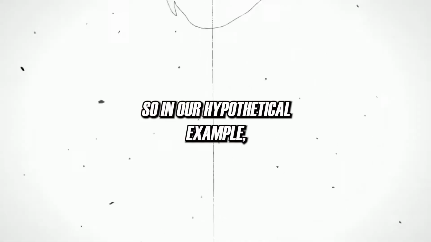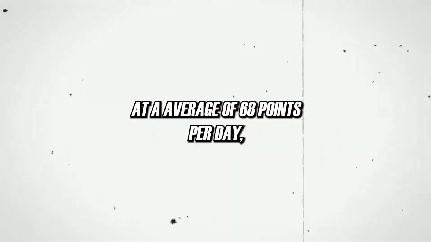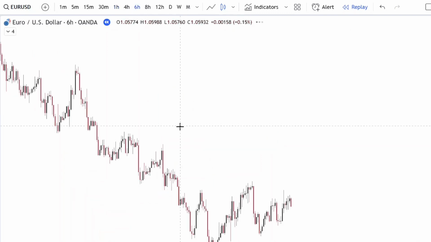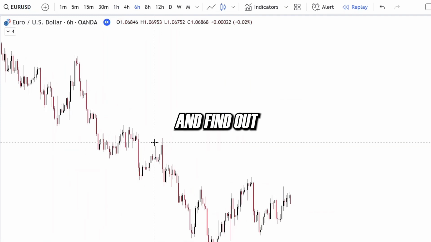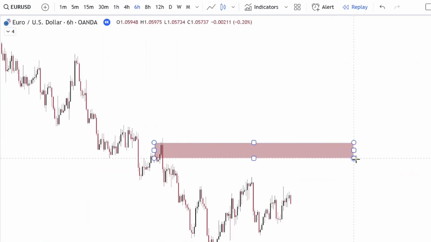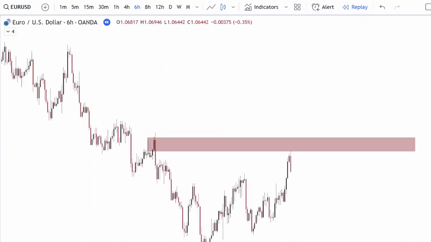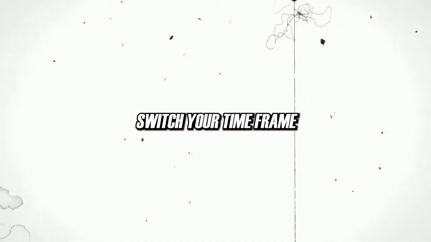So in our hypothetical example, the higher the volume, the higher the time frame your order block should be in. So if your strategy was based on a 1 hour order block in 2021 at an average of 68 points per day, you would have to look at a higher time frame in 2022 by experimenting with different time frames like the 4 hour or the 6 hour, and find out which time frame is perfect for your strategy alongside with the volume increase. So after collecting data on how the volume affected your strategy, you will find out that your strategy still works, and all you have to do is switch your time frame based on the volume.